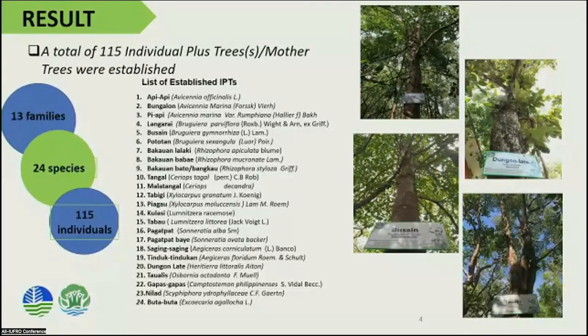As a result, during our assessment in the area, we established a total of 115 individual plus trees, or mother trees. You can see on the screen, we have a total of 24 species of mangroves, comprising 13 families. For each species of mangroves, we have 5 individual plus trees, except for number 17, which is Sonneratia ovata. This is one of the nearly threatened species. We only have 2 individual plus trees of this one. So a total of 115 individual plus trees. On the screen, you can see pictures of our identified superior mother trees.